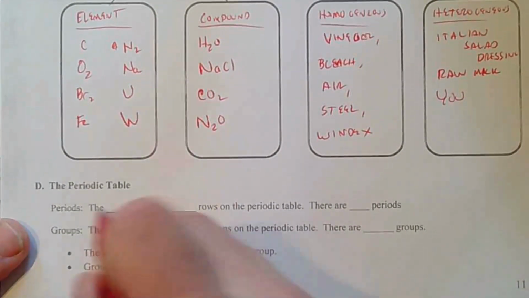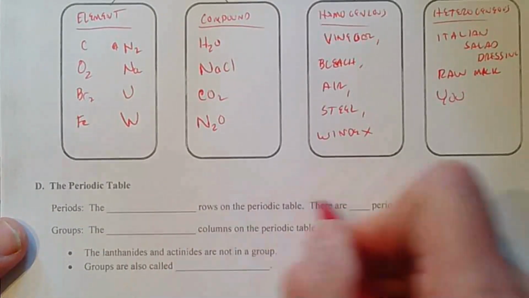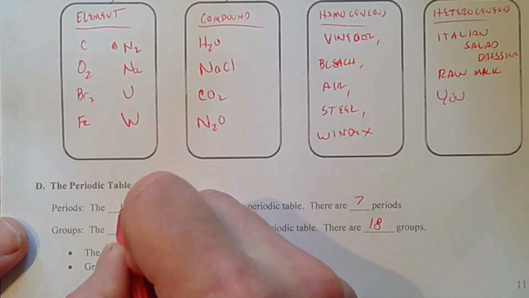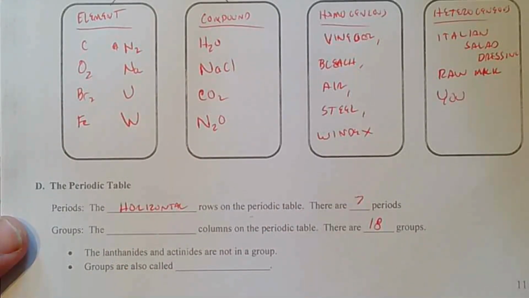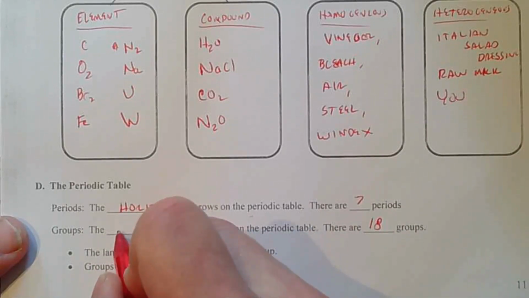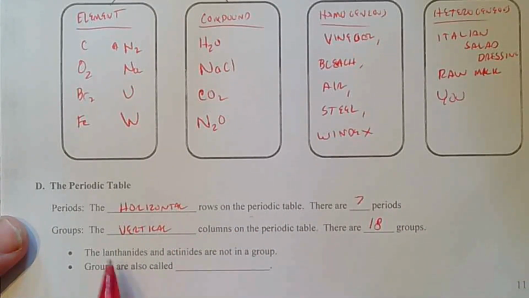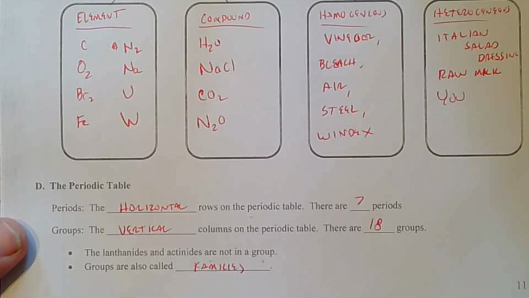And lastly, just some quick thing about the periodic table. And we'll get into this in much greater detail in the next unit. But the periodic table, right, is broken out into horizontal rows, which are called periods. And there's 7 of them. And there's then 18 vertical columns, which are called groups or families. And the lanthanides and actinides are not in a group, which are the bottom 2 rows of the periodic table that are kind of broken out. And like I said, groups are also called families. So that does it for this one.